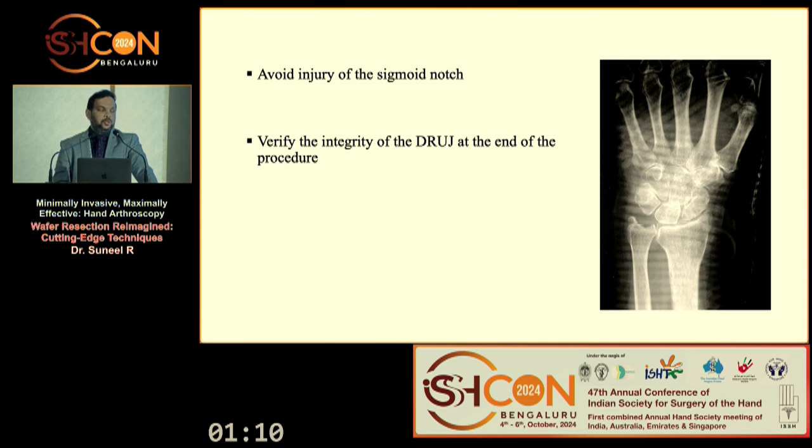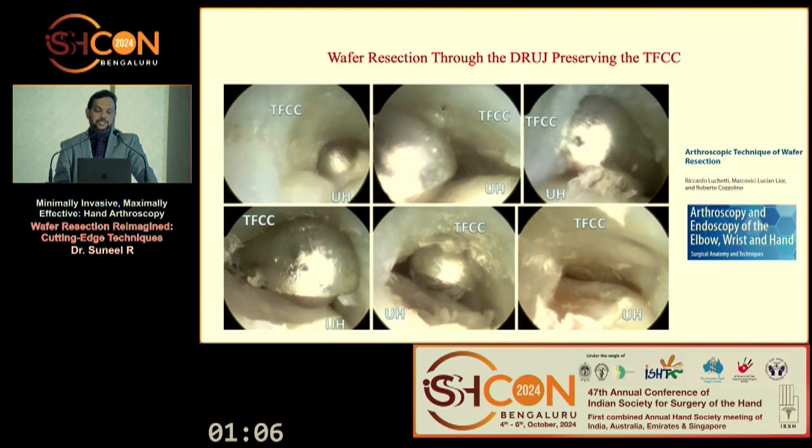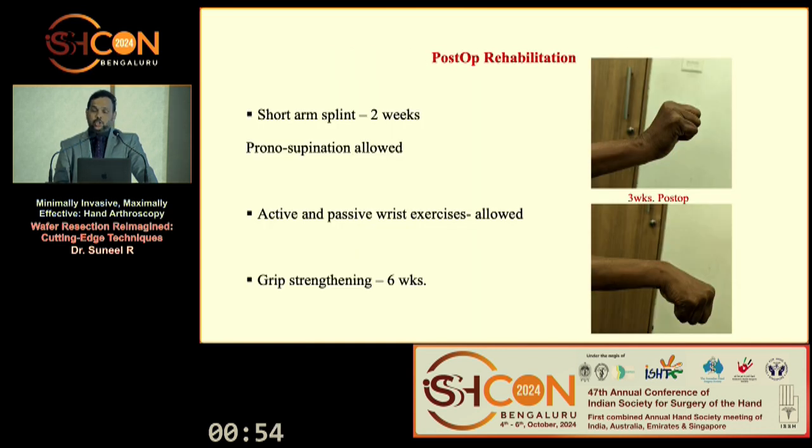Always avoid injury to the sigmoid notch and verify the integrity of your distal radioulnar joint at the end of the procedure. If you don't have a tear, there is a procedure, but I don't have any experience with this. The scope goes into your distal radioulnar portals, and you just do the same procedure through a separate volar carpal portal.